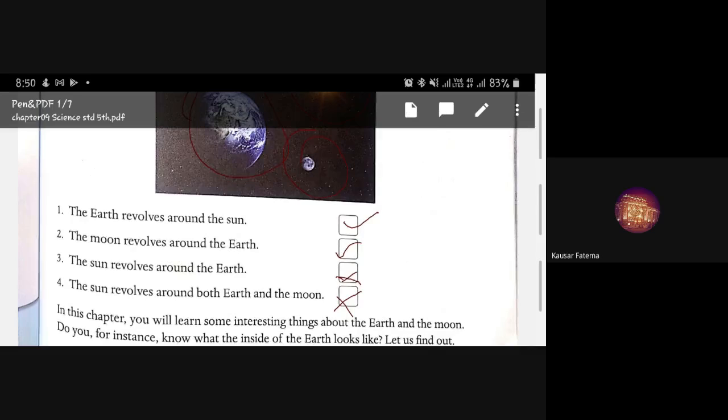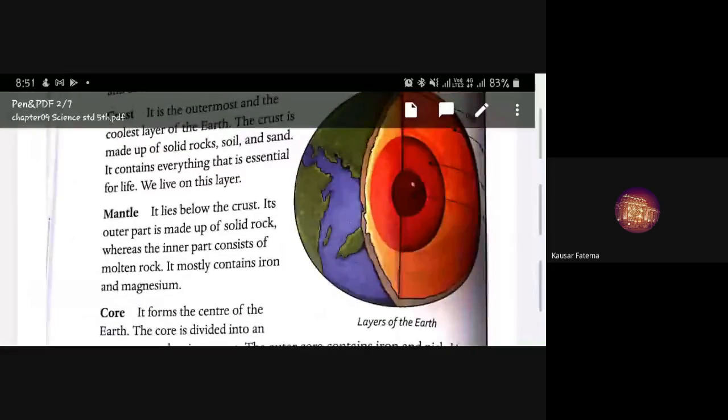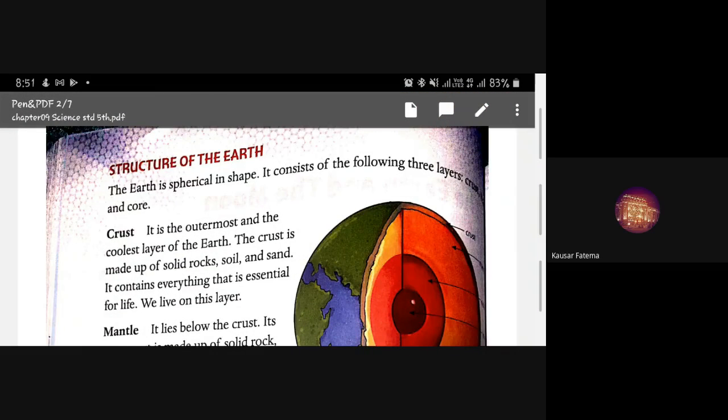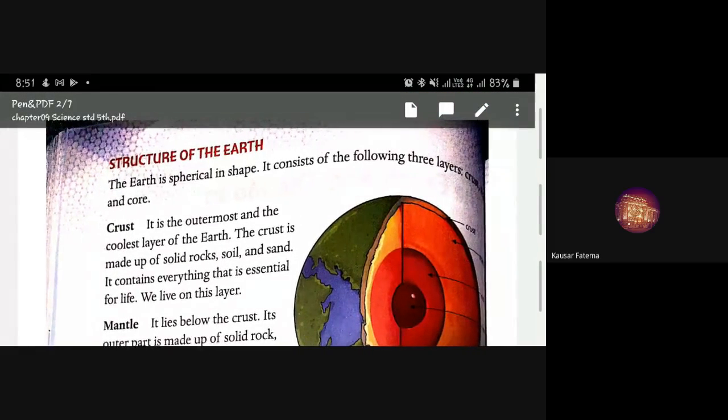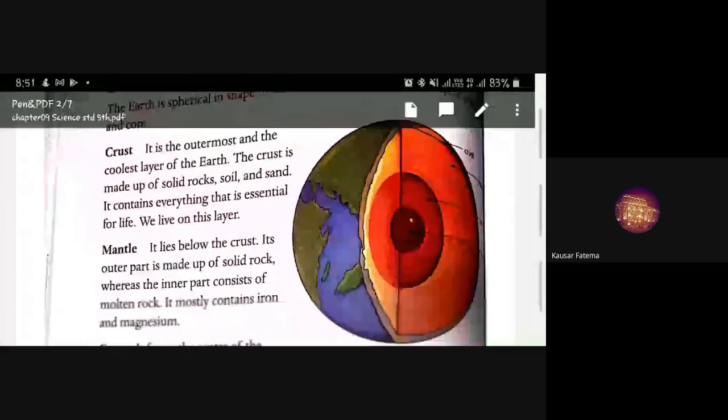Now, in this chapter, we will learn some interesting things about earth and the moon. Let's start it. First, we will learn the structure of earth. There are three layers in the earth. First layer is called crust. Middle layer is called mantle. And third layer is called core.